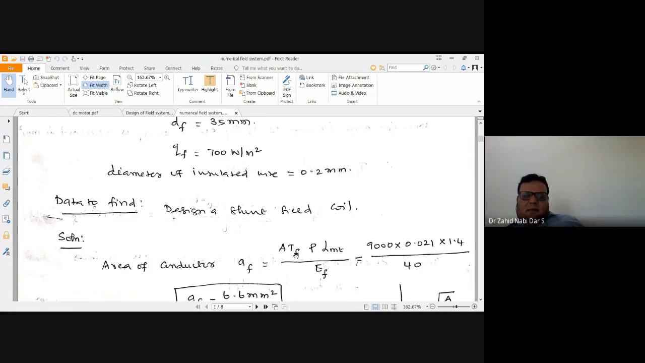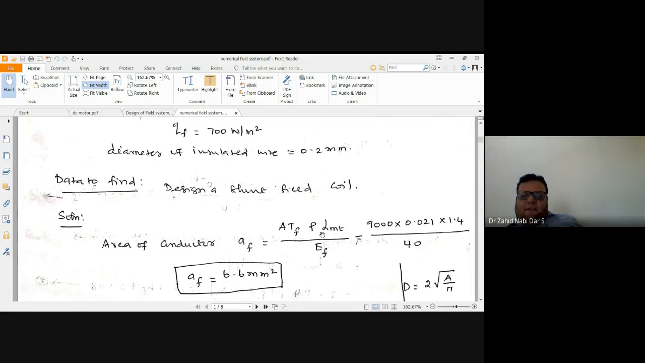Number one thing is the area of the conductor AF. Area of the conductor AF is given as AF = IF/delta F, which you can easily get. Delta F is IF by AF, so AF is IF by delta F.